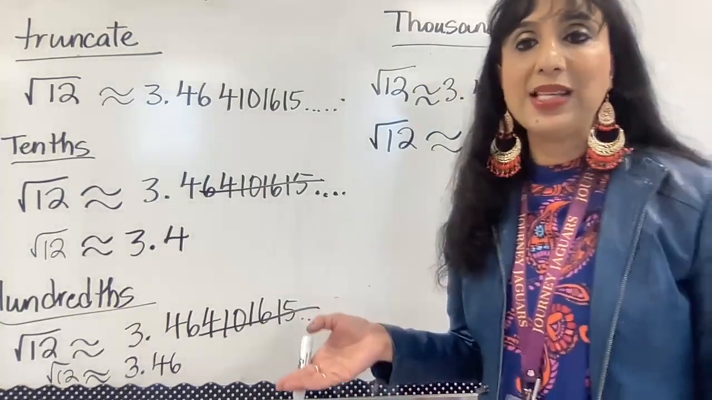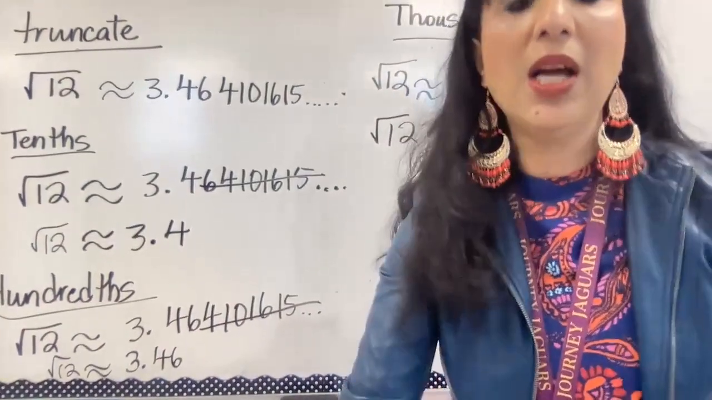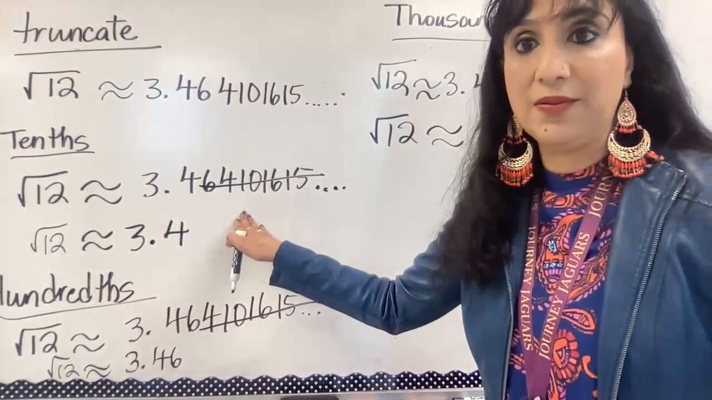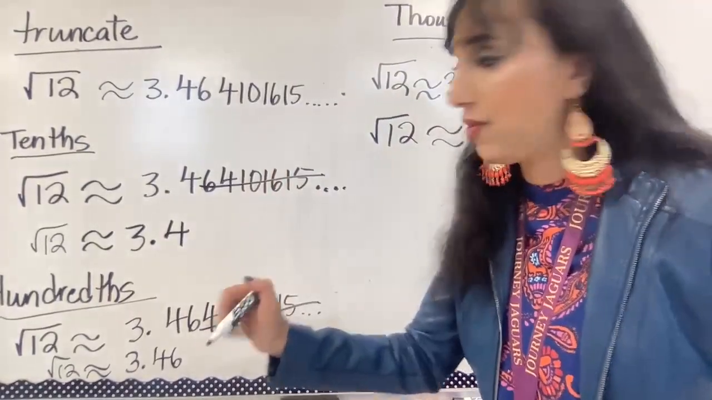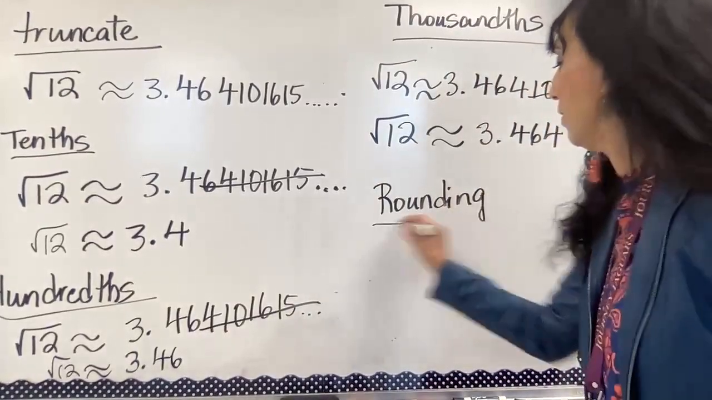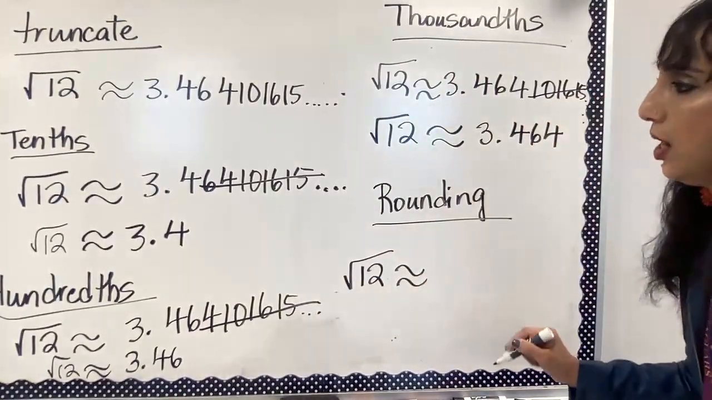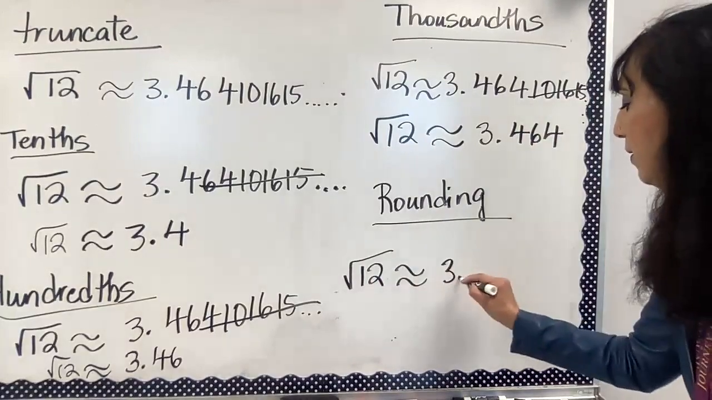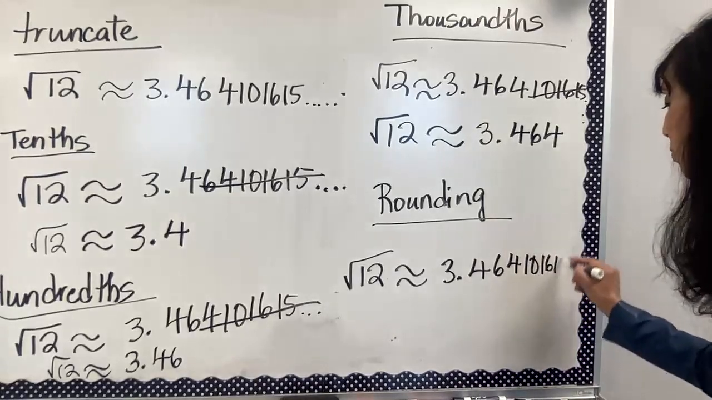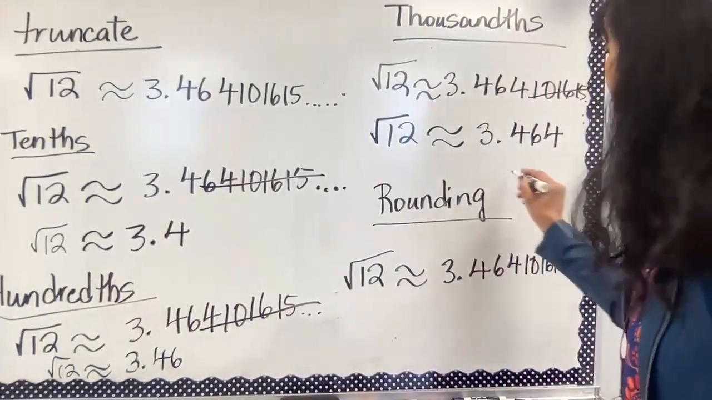All right, now let's compare this to rounding really quick. Let's say I was rounding this number to the 10th place value, and see how truncating is different from rounding. I have the square root of 12 is approximately 3.4641011615. If I am rounding this to the 10th place value, this is the 10th.